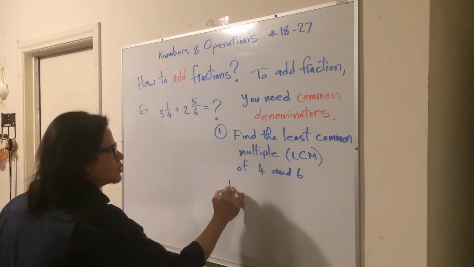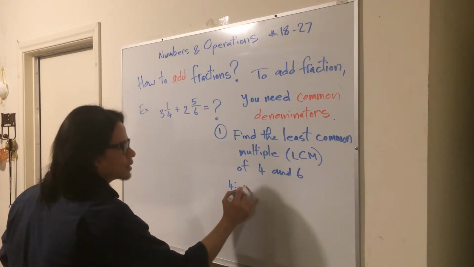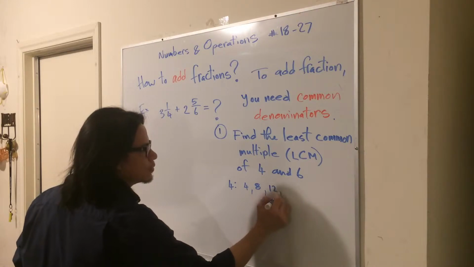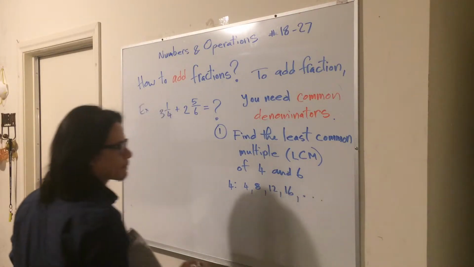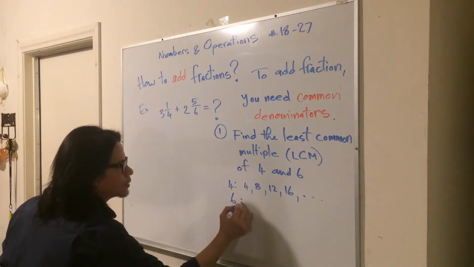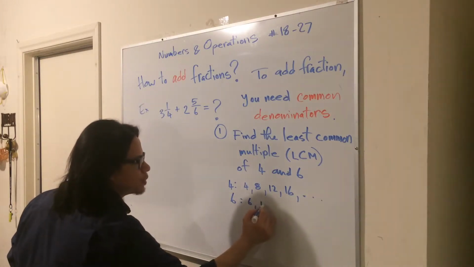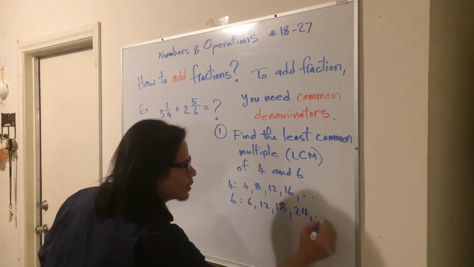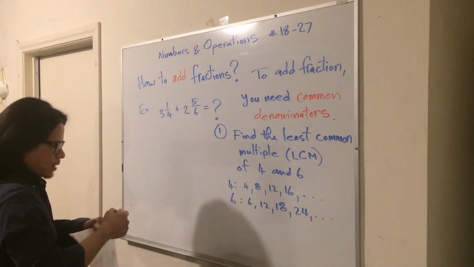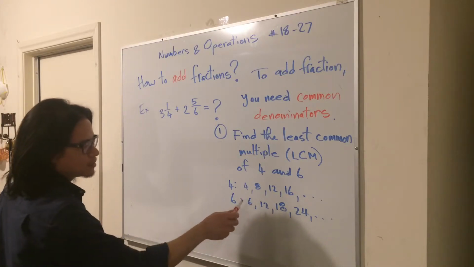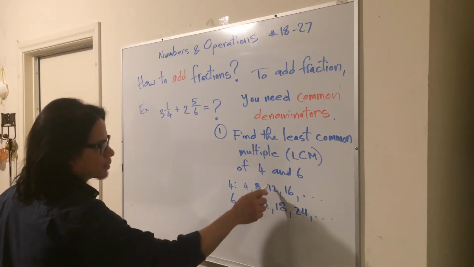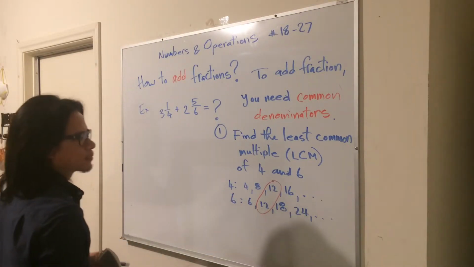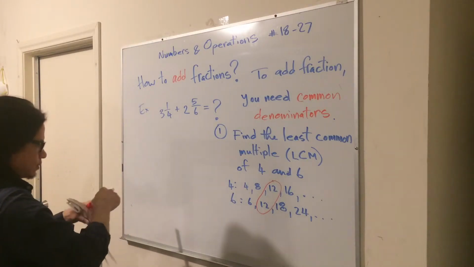Okay, so the multiples of 4 are, well, ask yourself, 4 times 1 is 4, 4 times 2 is 8. List them all out. 4 times 3 is 12, 4 times 4 is 16. You get the idea. The multiples of 6 are 6 times 1 is 6, 6 times 2 is 12, 6 times 3 is 18, 6 times 4 is 24, and on and on. See if you can identify the smallest number that is in common here. From what I see it is 12. Circle it. That will be our common denominator.